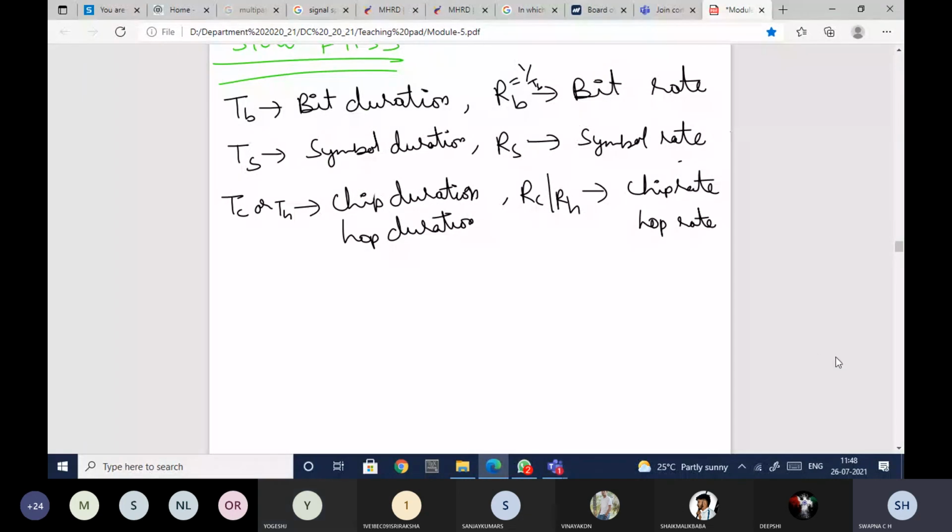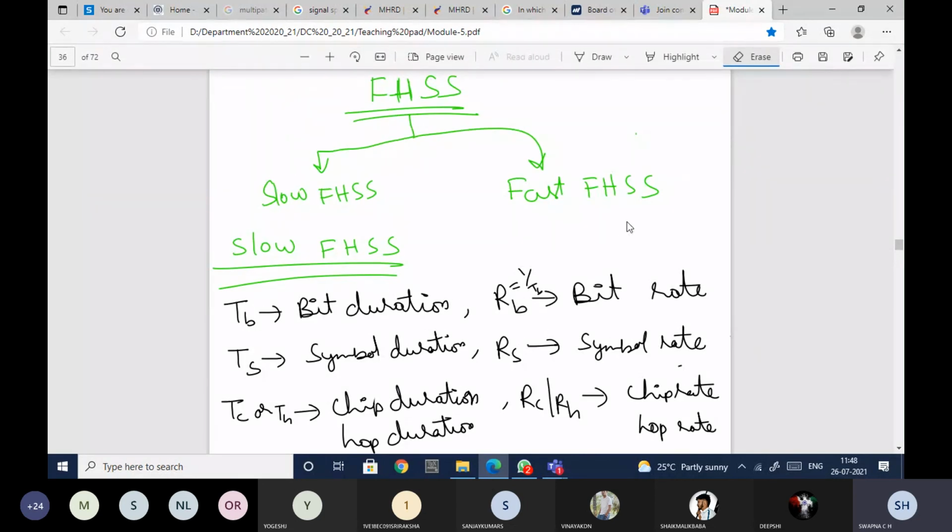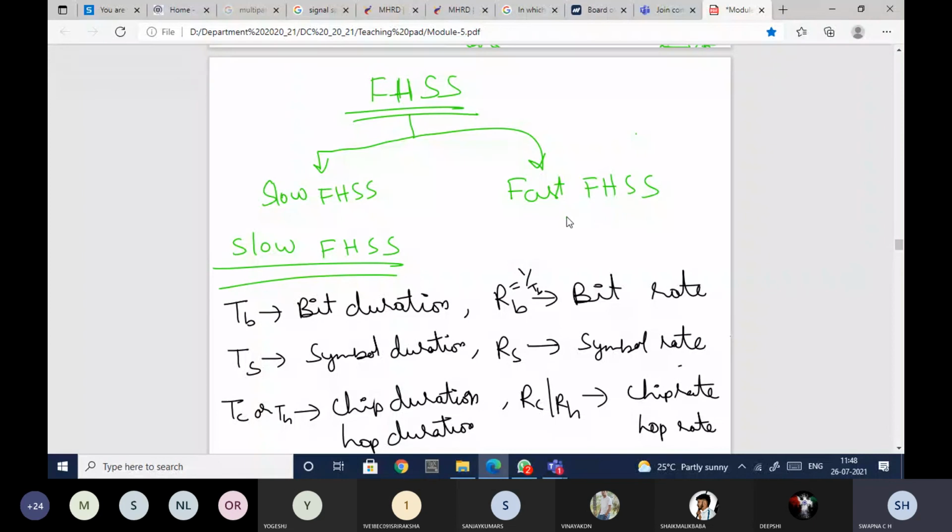Fine, so I will just wind up my class here. Tomorrow's class, I'll teach you slow frequency hopping spread spectrum and fast frequency hopping spread spectrum. How exactly it works, we'll see in tomorrow's class. Because if I start that now, I need some time to explain, so let me not start now. I'll start it tomorrow.